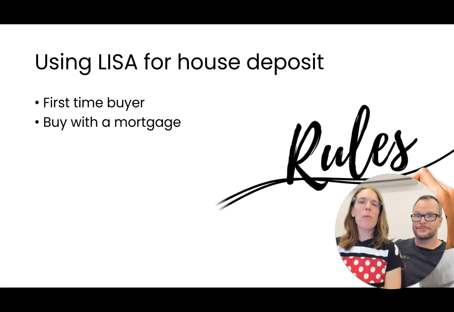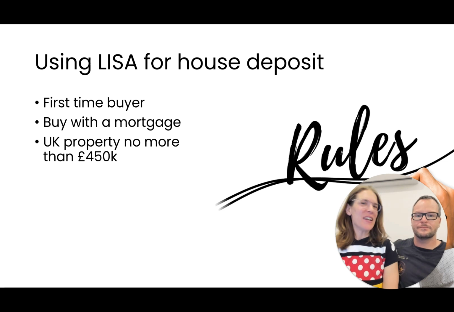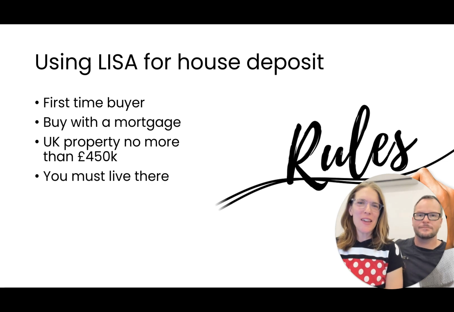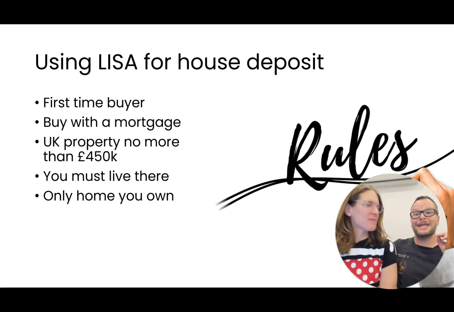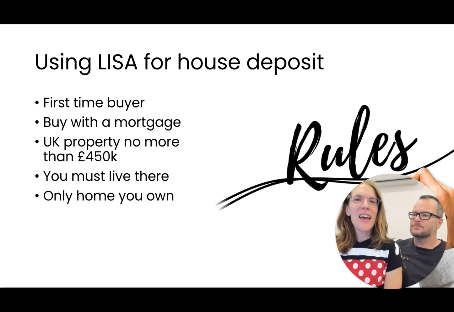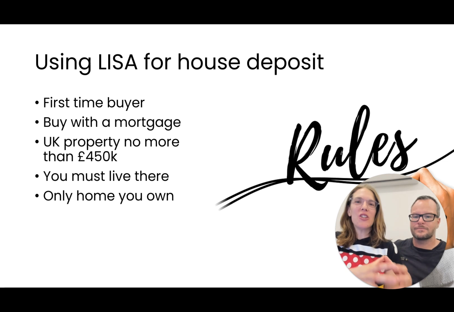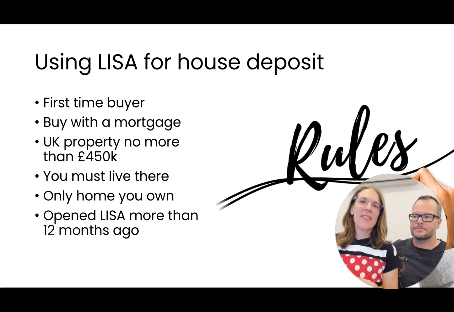It must be a property in the UK worth no more than £450,000, and you must actually live in the property. This is not to be used as an investment. It's the only home you own, so this is not where you can use it to buy multiple homes. And you can only use it to buy the house and use it as a deposit once you've had the LISA open for at least a year.